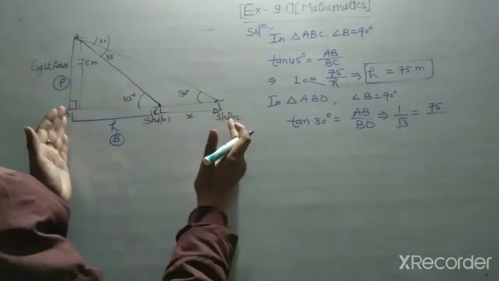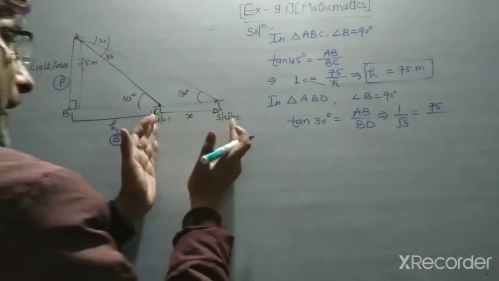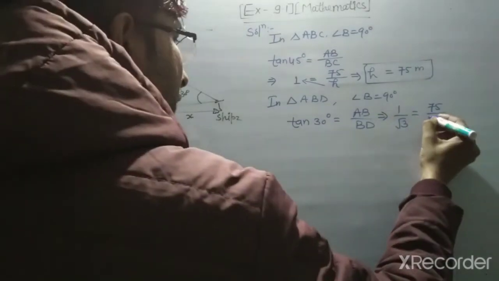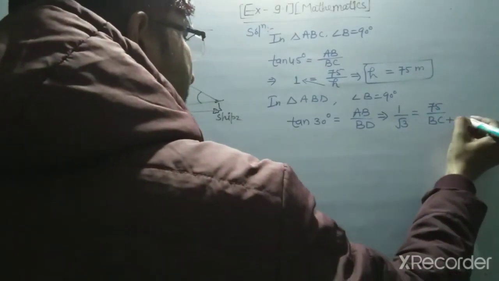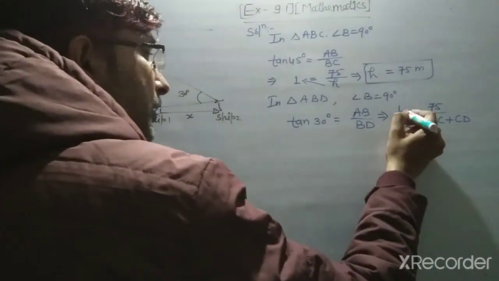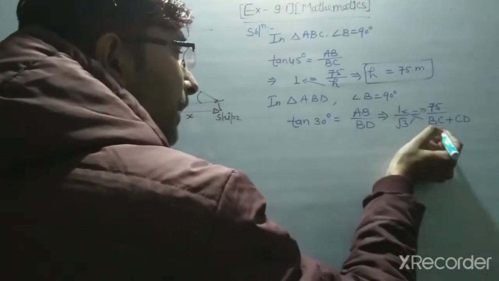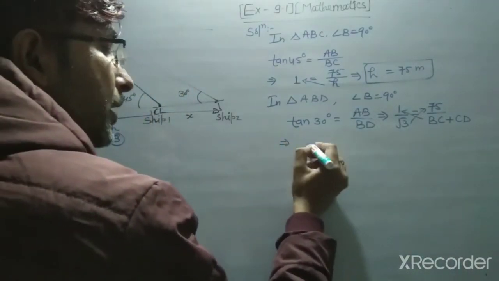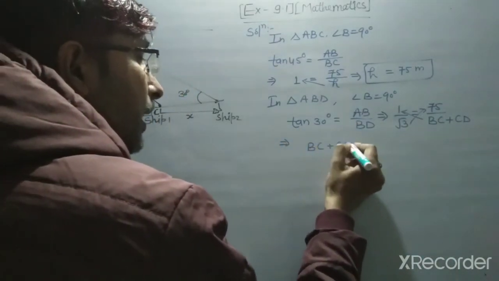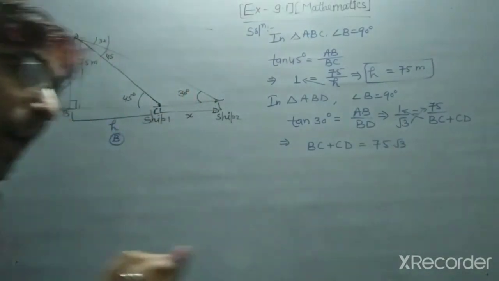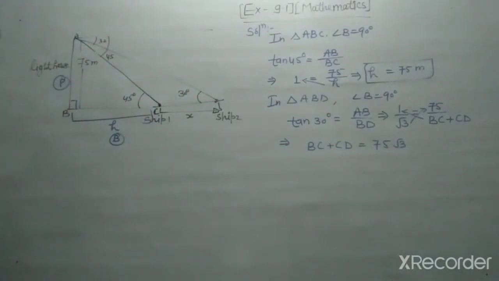That is BD. So BD is BC plus CD. So you have to write here BC plus CD. Clear? And then after, do the cross multiplication: multiply this value with 1 and this value with 75. So you get BC plus CD is equal to 75 root 3. Do you understand what we have to do there?